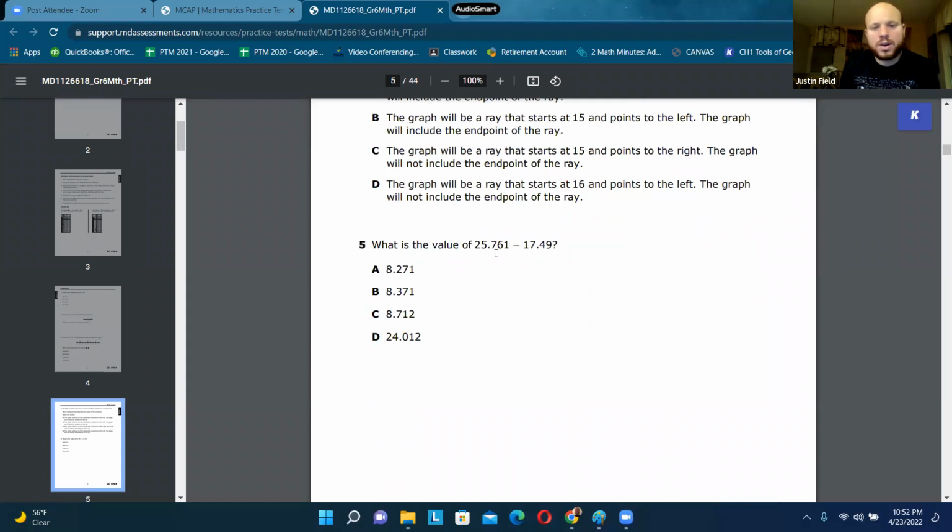What is the value of the decimals? Okay, so what mistake do people make with decimals? Do you know? Let me write out the problem while you think about it. The mistake is that they don't line up the decimals. 17.